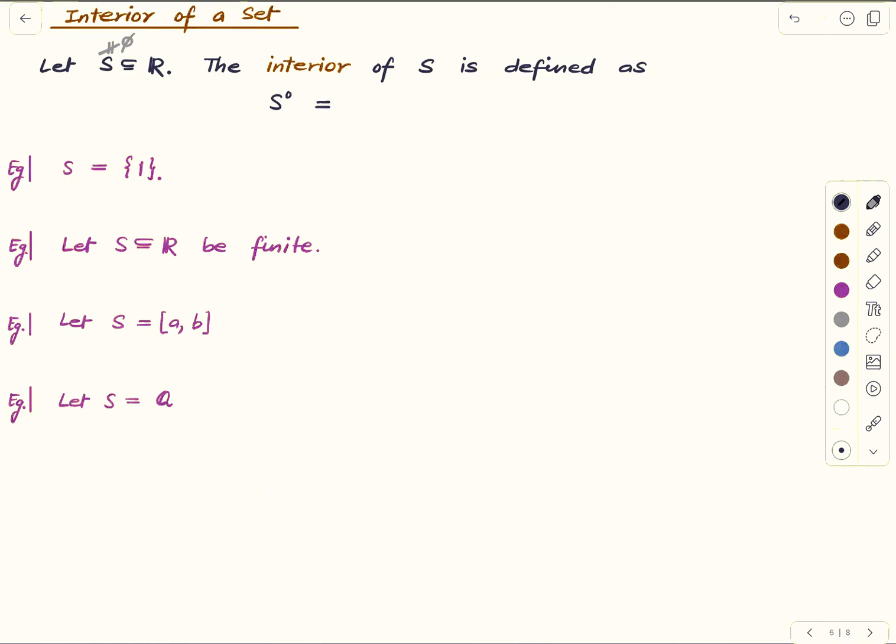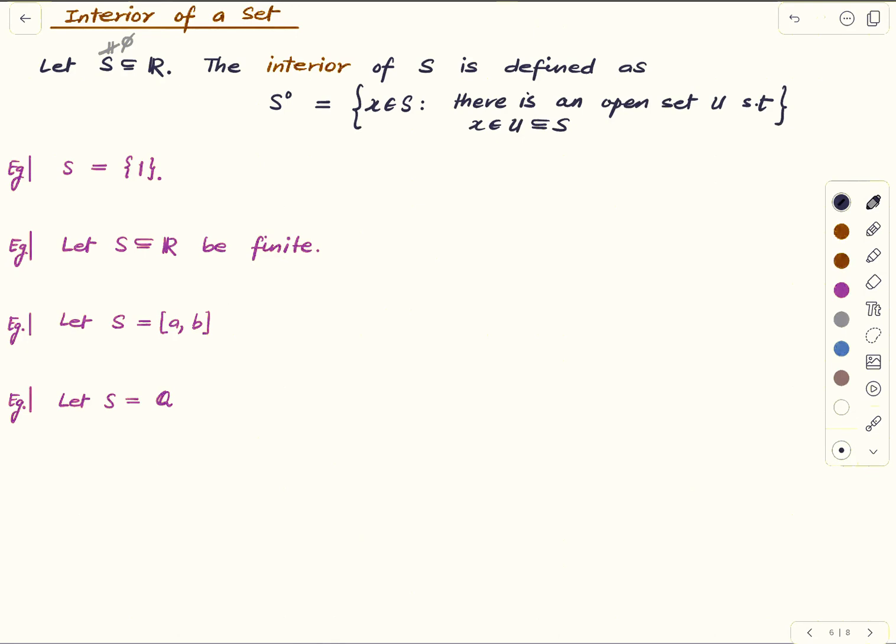This is all those points in S for which there is some room around it, which is contained in S. So those points in S such that there is an open set U with the property that x is in U and U is contained in S. Okay. Looks like a convoluted definition.